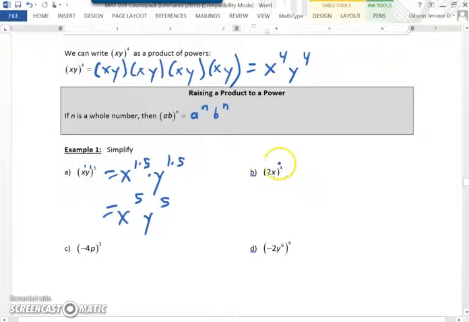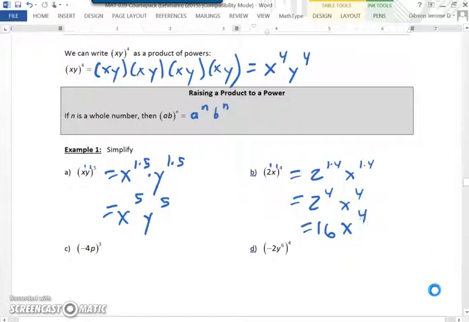Now we look here at b. 2 is assumed to be taken to the first power, and x also. So it'll be 2 to the 1 times 4, and x to the 1 times 4. So this would be 2 to the 4th, times x to the 4th. 2 to the 4th is 16, and it'd be 16x to the 4th.